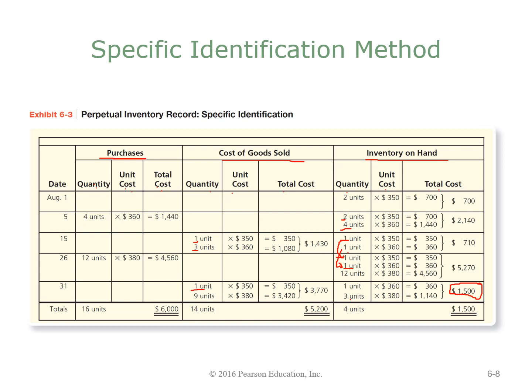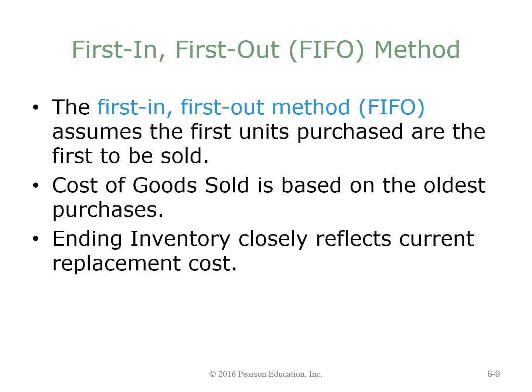What about the cost of goods sold? It is the addition of the total cost here. I'm going to add all of this in order to reach the cost of goods sold. So this was the first method, which is the specific identification.